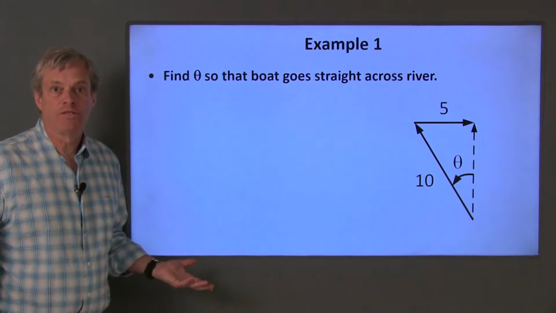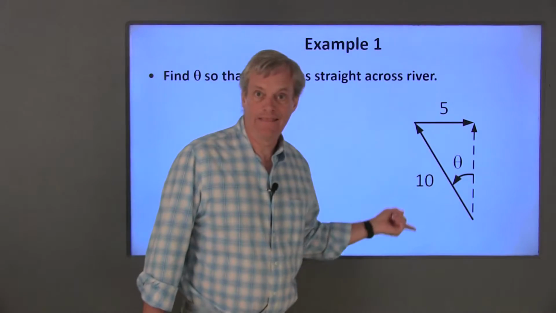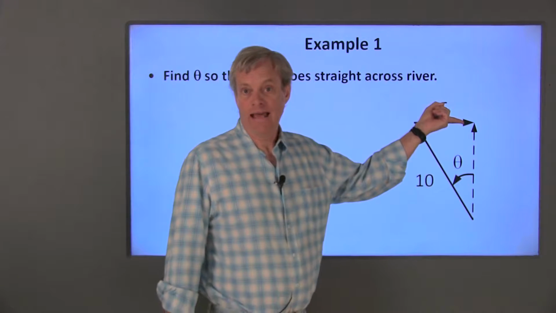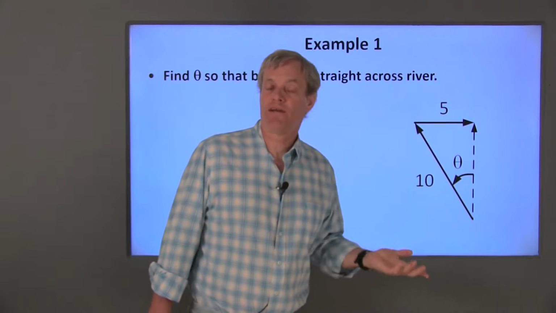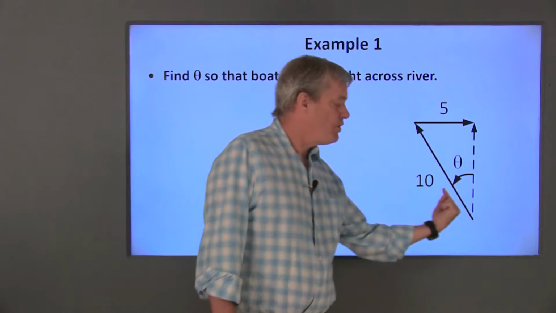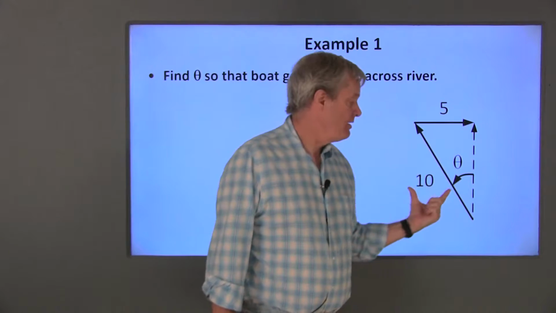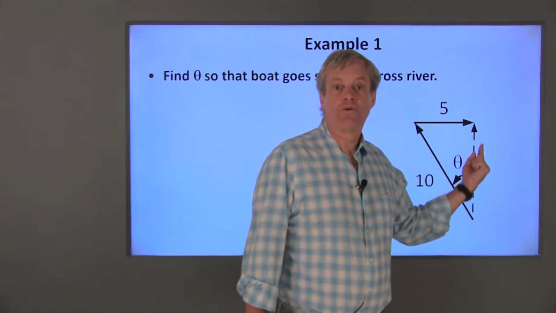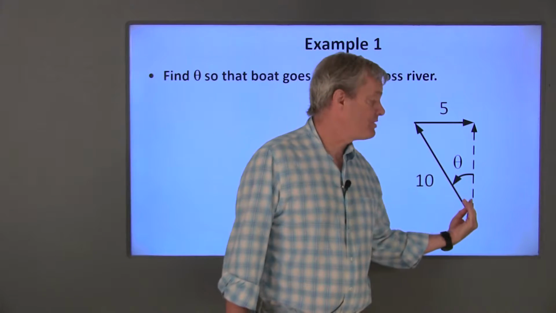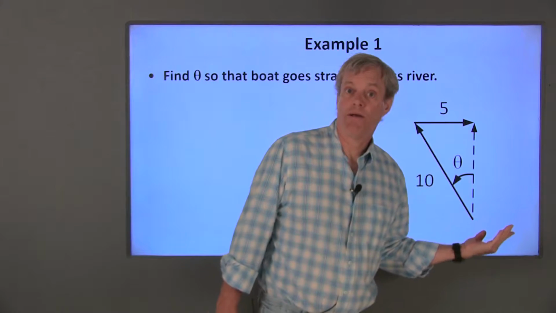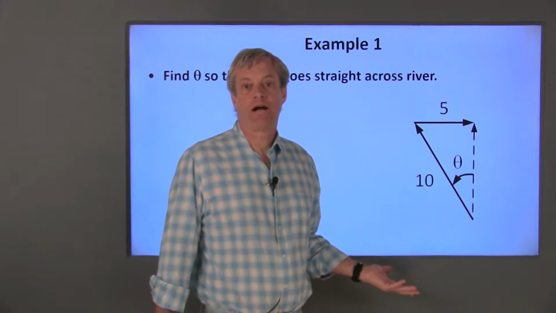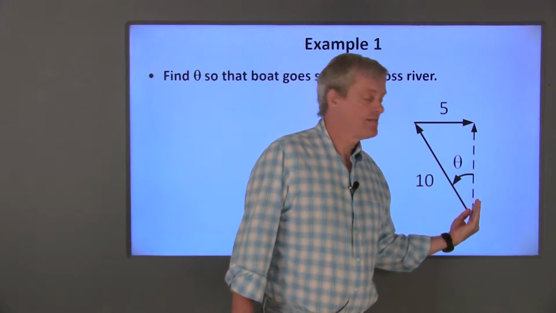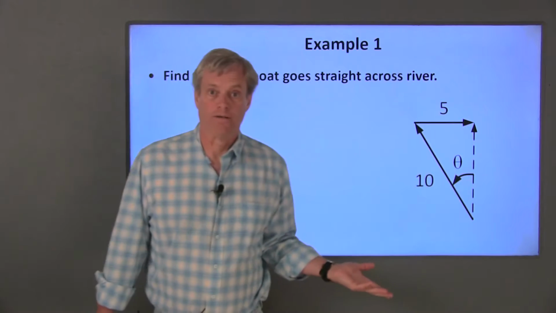If we look at the vectors involved, we get a triangle that looks like this. We know both the magnitude and direction of the water velocity. It has a magnitude of 5 and it's directly parallel to the shore. We also know the magnitude of the boat velocity, 10 kilometers per hour, but not its direction. Finally, we know the direction of the desired velocity. We want to move perpendicularly to the shore, but not its magnitude, since we don't care how fast we're moving in that direction. We want to find the angle theta that makes us move perpendicularly to the shore.